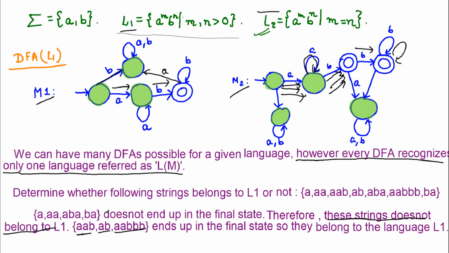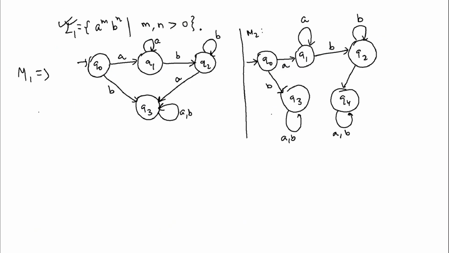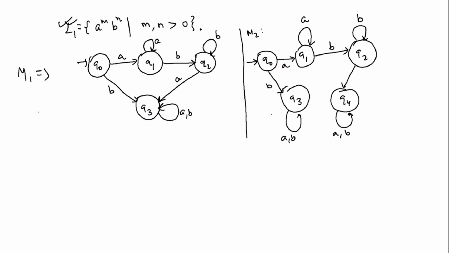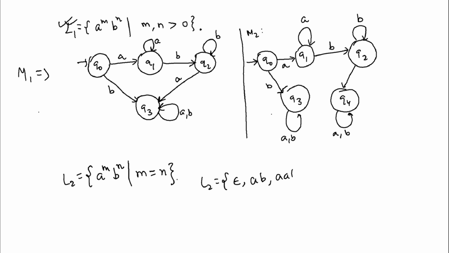Now we will try to construct the DFA for L2. And we cannot construct a DFA for L2. Why? To construct a DFA for L2, what is L2 here? L2 is A to the power m, B to the power n, such that m is equal to n. So L2 includes epsilon, AB, AABB, AAABBB.